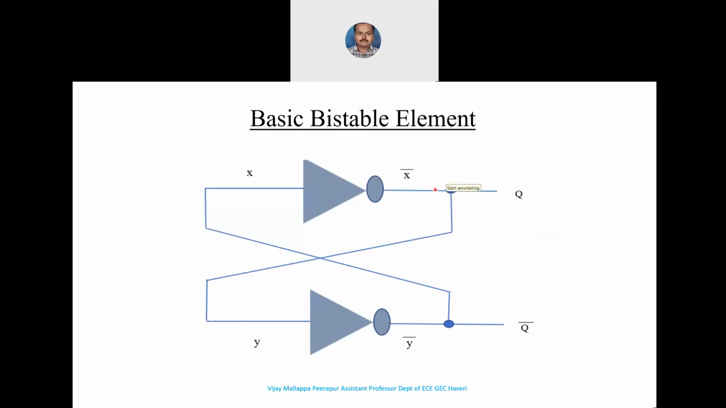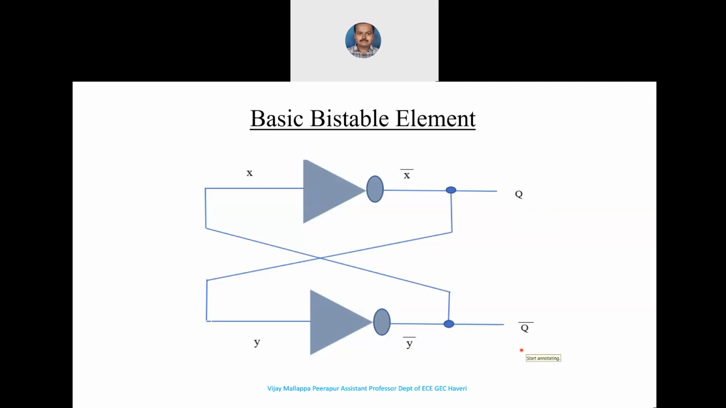The output of this NOT gate acts as an input to this NOT gate. Similarly, the output of this NOT gate is acting as an input to this NOT gate. We call this cross-coupled NOT gates. The output of either NOT gate is acting as an input to the other NOT gate. As you can see from the diagram, we have two NOT gates and two outputs. One output we call Q, the other is Q bar. Q we call the normal output and Q bar the complement output.